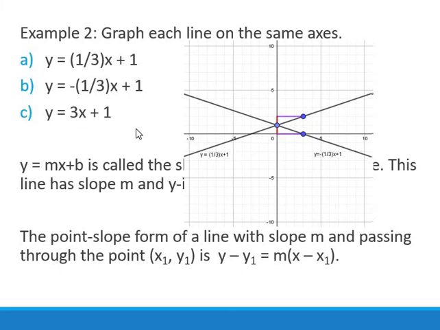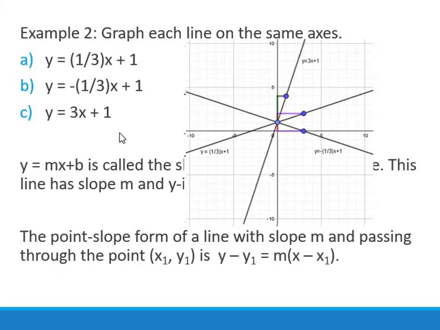And the bigger the slope is, the steeper the graph. If we have y equals 3x plus 1, again it's going to have that y-intercept at (0, 1), but it's going to go up 3 and then forward 1 in the x direction. That's going to make it much steeper than the 1/3. Okay? So the larger your slope is, the steeper the graph.